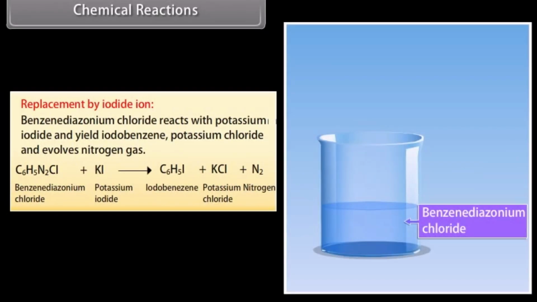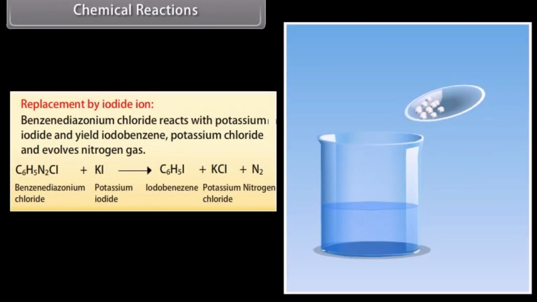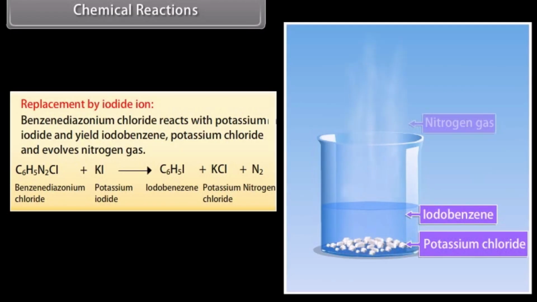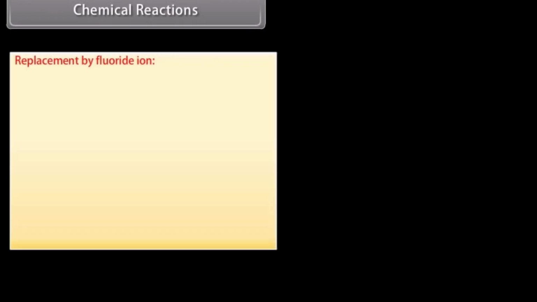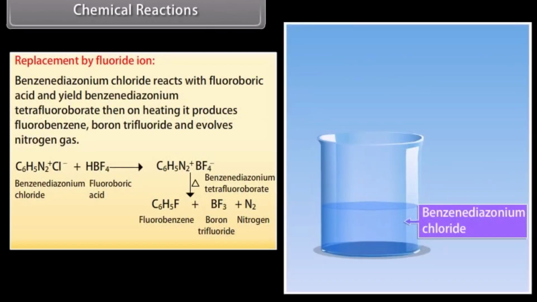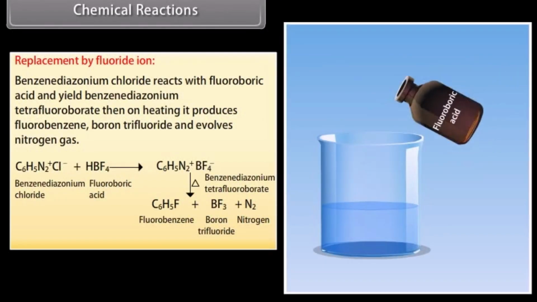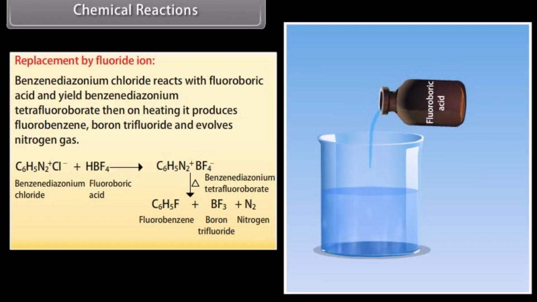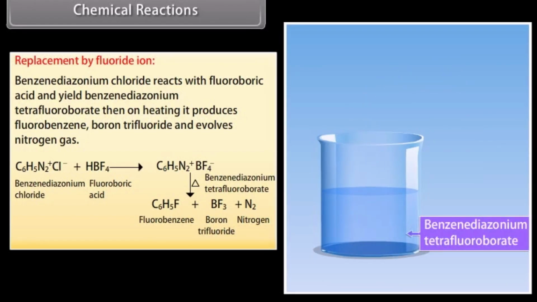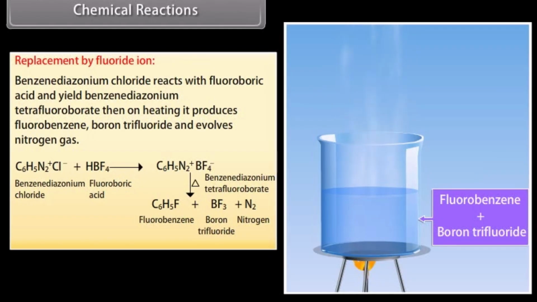Benzene diazonium chloride reacts with hydrogen bromide and copper powder, yielding aryl bromide, cuprous bromide and liberating nitrogen gas. Replacement by iodide ion. Benzene diazonium chloride reacts with potassium iodide and yields iodobenzene, potassium chloride and evolves nitrogen gas. Replacement by fluoride ion. Benzene diazonium chloride reacts with fluoroboric acid and yields benzene diazonium tetrafluoroborate, then on heating it produces fluorobenzene, boron trifluoride and evolves nitrogen gas.